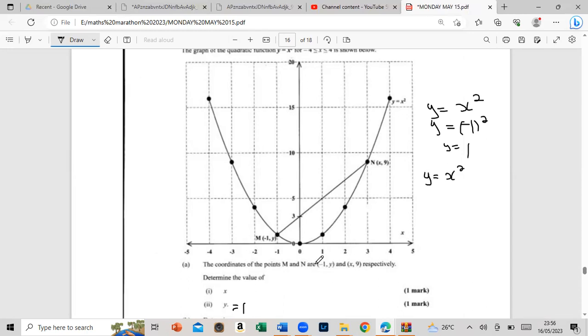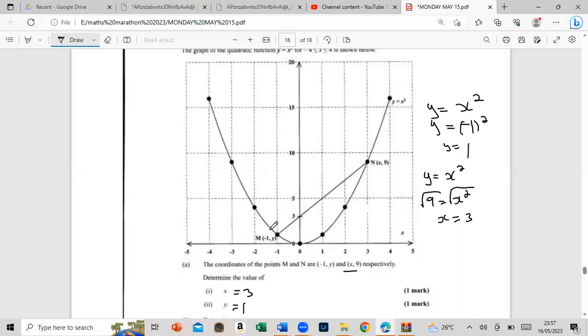So they give us the point y is 9, right? So y is 9, that is equal to x squared. So what we'll do is find the square root. So x is equal to 3. And that would be your answer. And see there, it's actually there. But for this one, it's above it, so you can see a 1 between. And that is worth 1 mark.